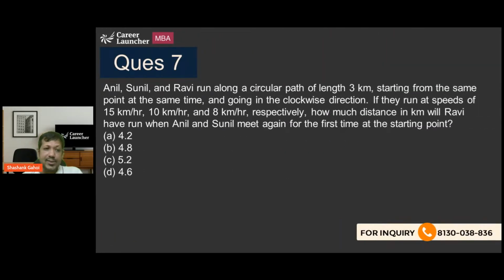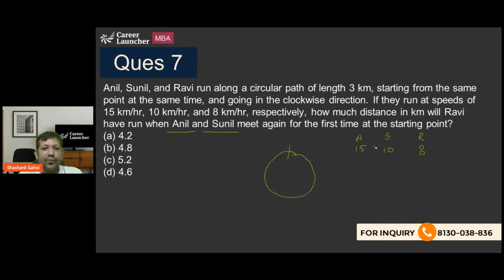What does it say? Okay. Anil, Sunil, and Ravi run along a circular path of 3 kilometers. Okay. And they run in the clockwise direction. Okay. If they run at a speed of, so Anil, speed is 15, Sunil, speed is 10, and Ravi, speed is 8. Okay. So basically, how much distance will Ravi have to run? Ravi will run when Anil and Sunil meet again at the starting point.